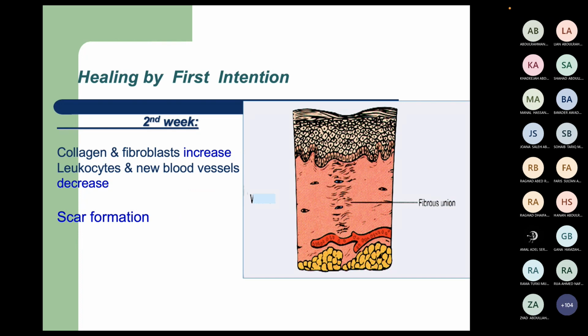In the second week, you see the blood vessels are now disappearing. No blood vessels, only fibrous union, a little bit of fibroblast, but this is all collagen, which is the scar present now. The epithelium has also grown up. The scab has also fallen down. The scab becomes small and then falls down. Epithelium comes and covers the wound.